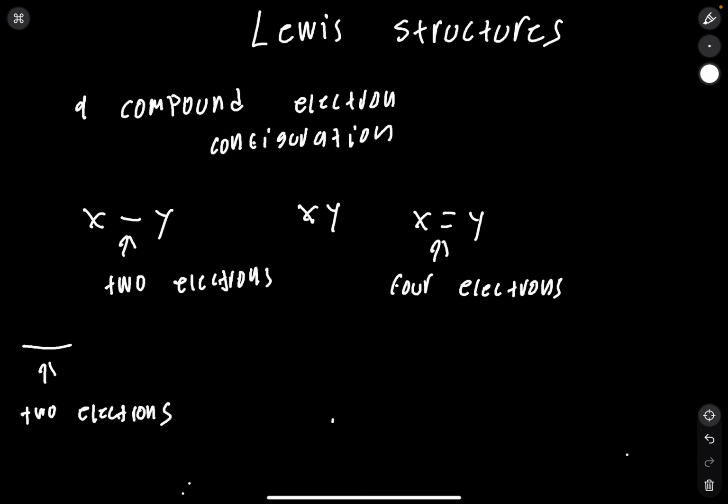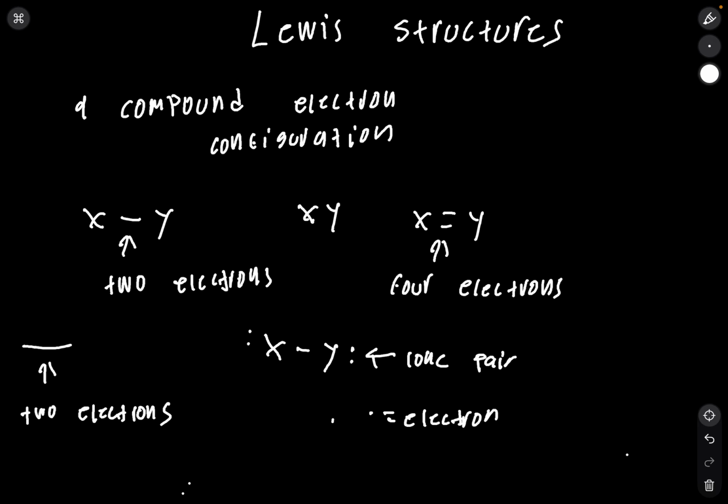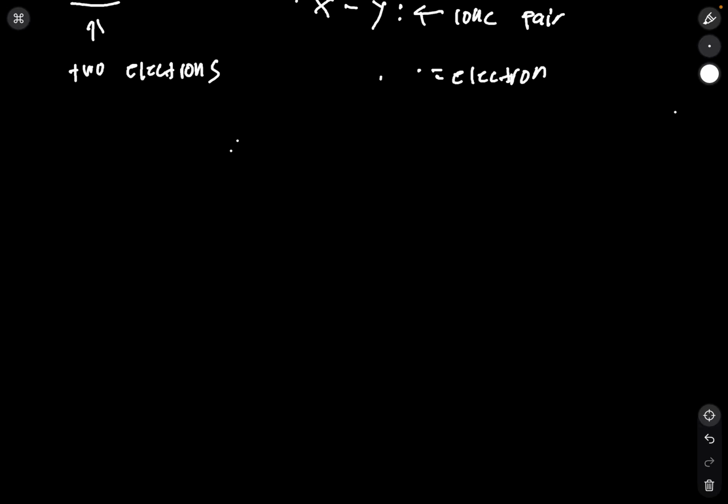Now let's say for some reason that X and Y had these pairs of dots next to them. This is called a lone pair. Each dot represents a single electron. And Lewis structures just show the valence electrons and how they're structured inside of a compound. That's really all it is, and it'll make more sense as we go.